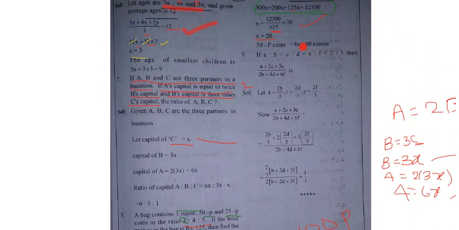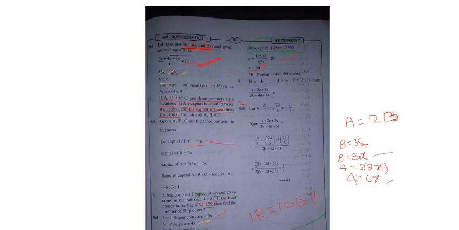Suppose they ask you to find the 25 pies coins. What will you do? 25 pies coins are in the ratio of 5x, no? You should do 5 into 20, that is 100. If they ask for 1 rupee coins, you should do 3x, 3 into 20, that is 60. Here they asked for 50 pies coins, so we did 4x, 4 into 20. That is 80, the number of 50 pies coins.